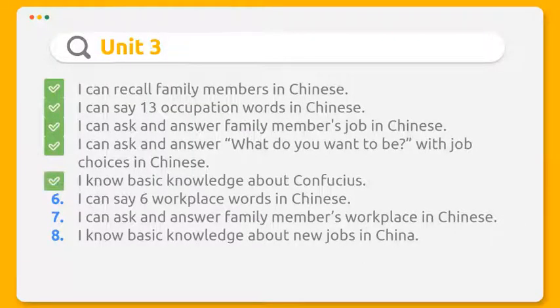We know some basic knowledge about Confucius. We can say six workplace words in Chinese. We can ask and answer about family members' workplaces in Chinese. We know basic knowledge about new jobs in China.